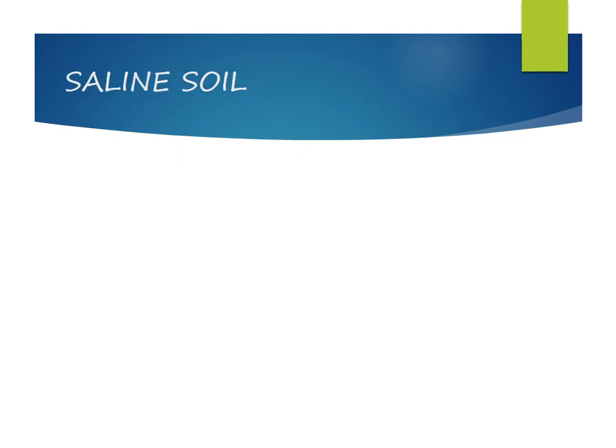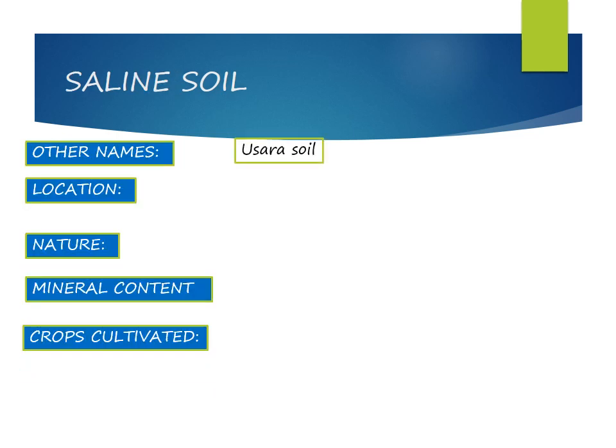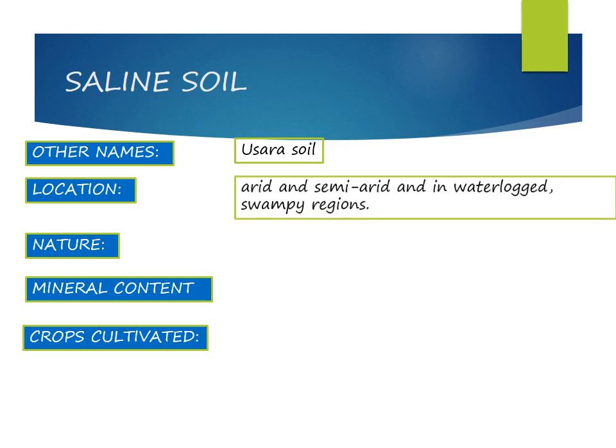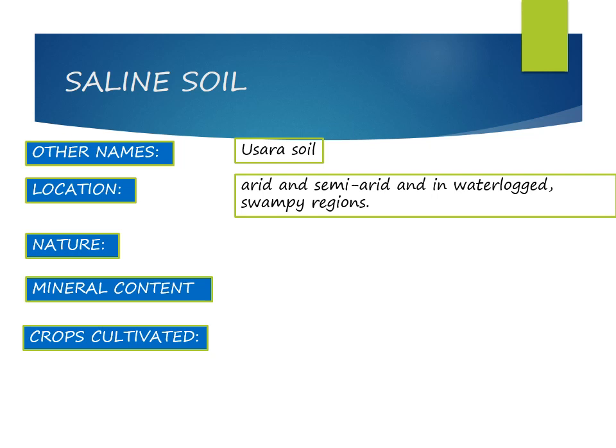Saline soil, it is also known as the Usara soil. If you recollect from before, Usara means sterile or infertile. Now this particular soil is located in the arid and semi-arid areas and in waterlogged swampy regions, like in western Gujarat, deltas of the eastern coast, Sundarban areas of West Bengal. Now the southwest monsoon brings salt particles and deposits these there as a crust. The sea water near the deltas also increases the salinity of the soil.